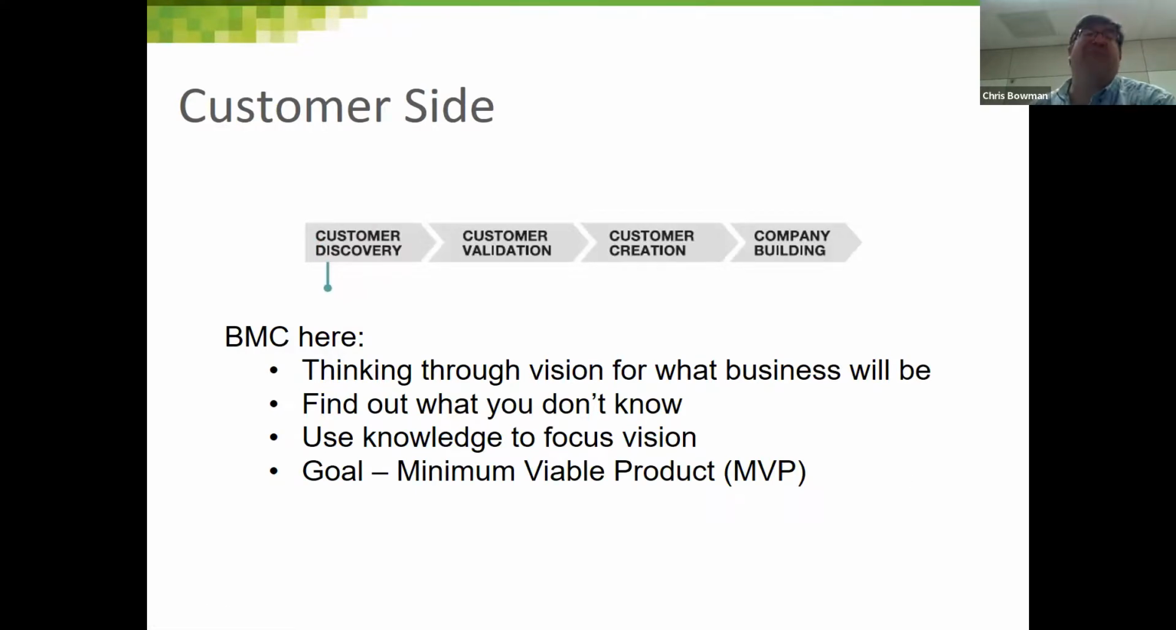This is from the lean startup methodology. They break this development up into customer discovery: think through your vision of what the business is, and try to get an idea of what you don't know. The goal is to talk to customers and get an idea of the minimum viable product you need to deliver to capture customers, to get people to see it as a valuable exchange, to give you money for your product or service.